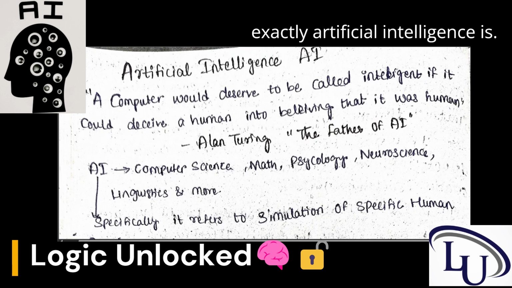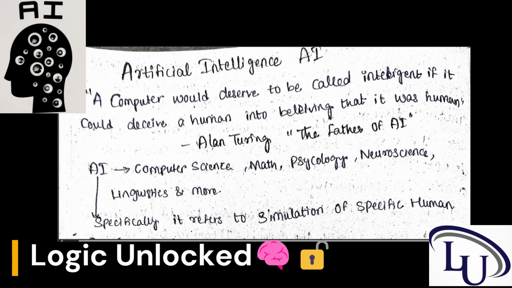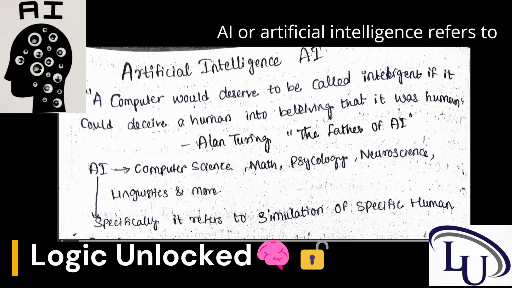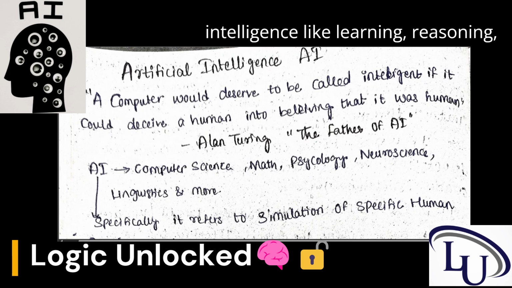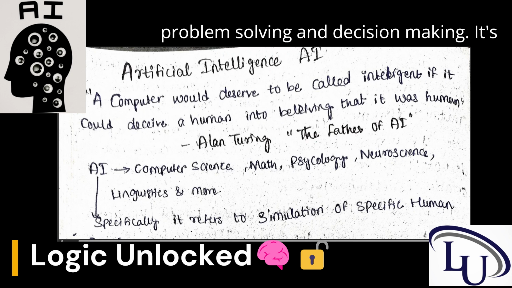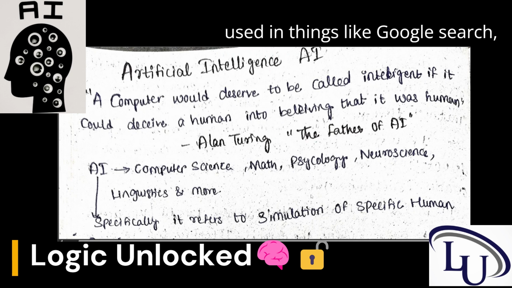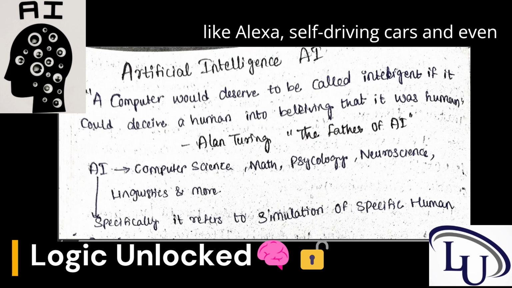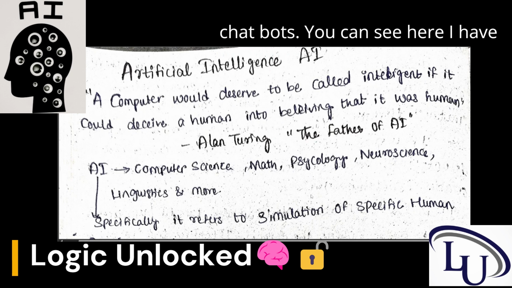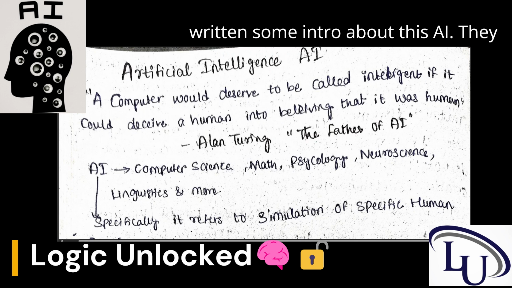What exactly is artificial intelligence? AI, or artificial intelligence, refers to the ability of machines to mimic human intelligence like learning, reasoning, problem solving, and decision making. It's used in things like Google search, YouTube recommendations, voice assistants like Alexa, self driving cars, and even chatbots. You can see here I have written some intro about this AI.